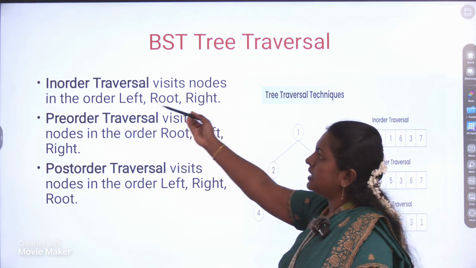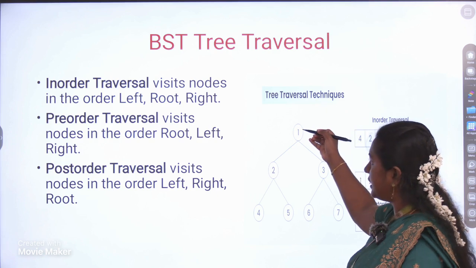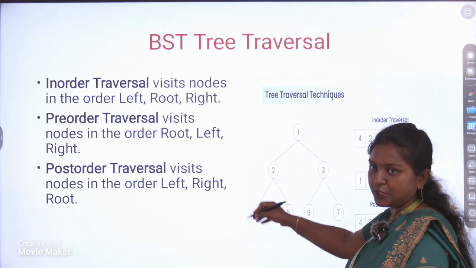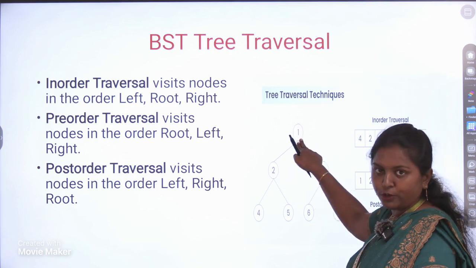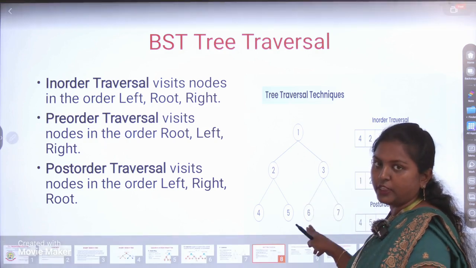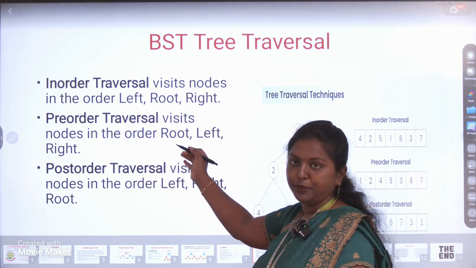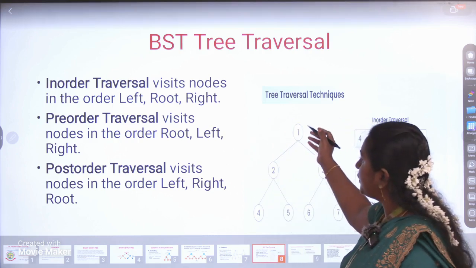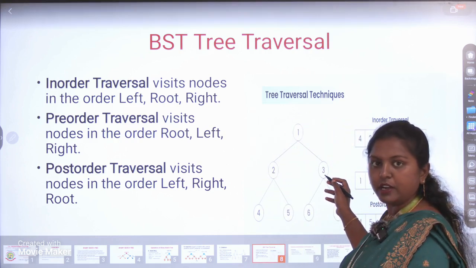First, in-order traversal: you have to start from the left subtree and visit all the nodes, then go to the root node, and then come to the right subtree and visit all the nodes. In the case of pre-order traversal, you start from the root, then go to the left subtree, and then go to the right subtree.